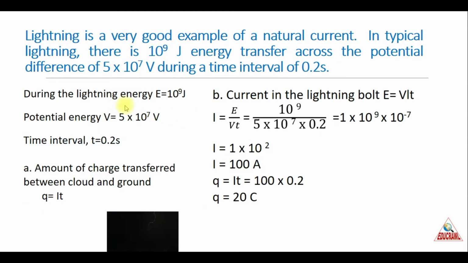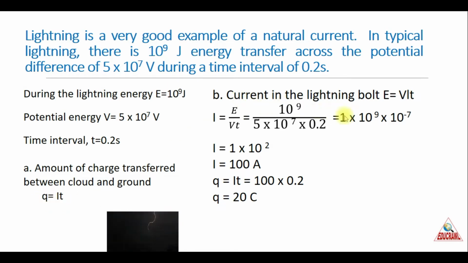So first, let us write the given data. Energy is given as E is equal to 10 power 9 joules. The potential difference is given as 5 into 10 power 7 volts. The time interval T is equal to 0.2 second. First, we have to find the charge. We know the formula for current as I is equal to Q by T. From that formula, the expression for Q is equal to I into T. So we are using this formula to find the charge.